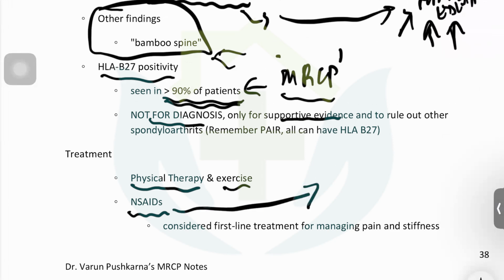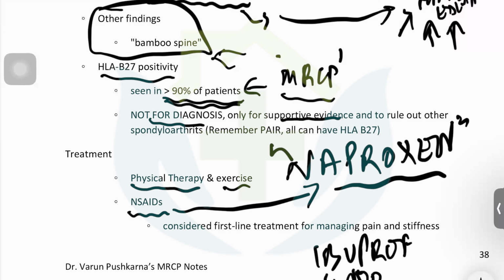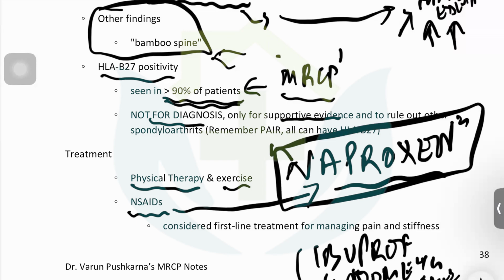Which non-steroidal? Anyone? Which non-steroidal is classified as the first drug to be started in patients with ankylosing spondylitis? Naproxen. Wonderful. So the drug of choice is naproxen. Many times there is mention of ibuprofen, indomethacin, and COX-2 inhibitors. But you have to know that out of all these four, all of them are non-steroidal drugs, but the first line of treatment is naproxen.